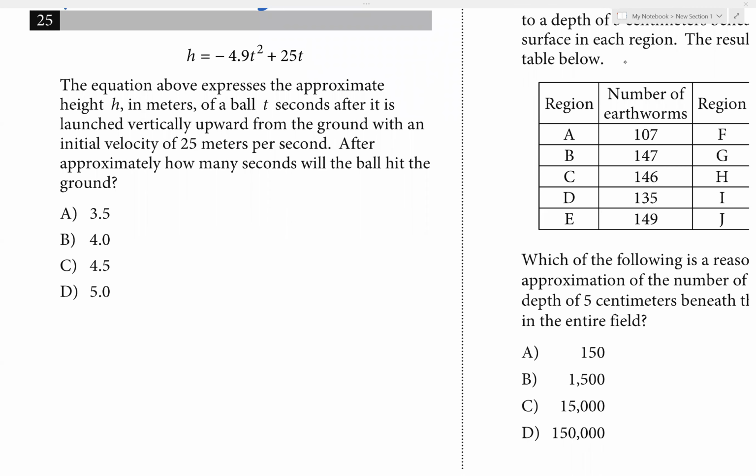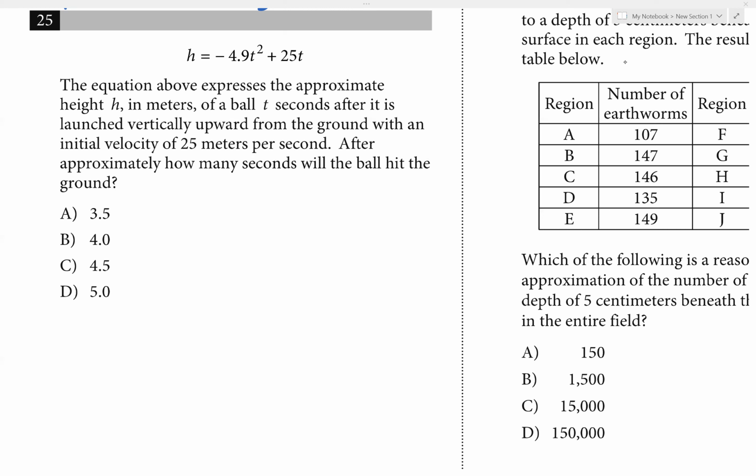All right, number 25, we have h equal to negative 4.9 t squared plus 25t. The equation above expresses the approximate height h in meters of a ball t seconds after it is launched vertically upward from the ground with an initial velocity of 25 meters per second. After approximately how many seconds will the ball hit the ground?